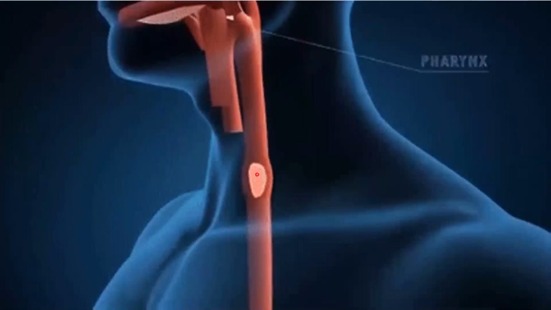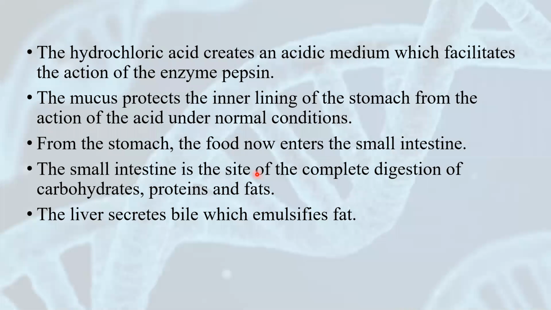And after this comes the small intestine. The hydrochloric acid creates an acidic medium which is actually responsible for the action of enzyme pepsin. The mucus protects the inner lining of the stomach from the action of the acid under normal condition. That I've already told you. Now from the stomach, the food will enter the small intestine.